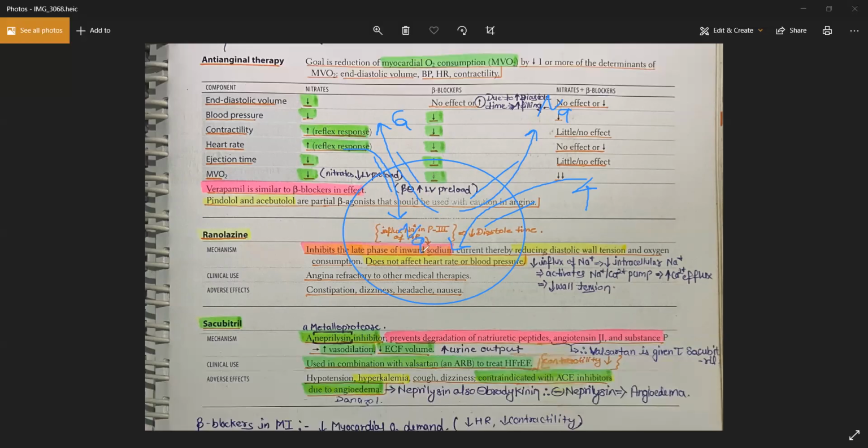If you block the late phase of the inward sodium current, if you inhibit the influx of the sodium, then what's gonna happen? The intracellular concentration of the sodium will be decreased. Okay, and if the concentration of the sodium is decreased, then what's gonna happen to the sodium calcium pump? The activity of this pump will increase or decrease? Decrease. You're saying decreasing, right?